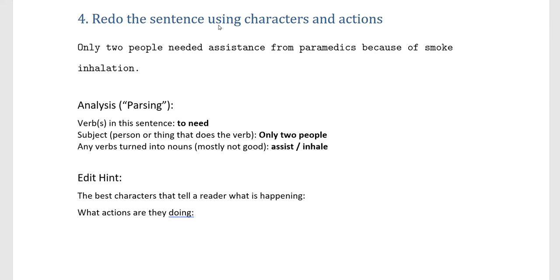So now we're going to redo the sentence using characters and actions. And we found out that currently only 2 people are doing the verb to need, and we've got assist and inhale, and especially assist we don't like. Assistance we don't like. And when you redo this sentence or edit this sentence, what I want is for you to ask, what are the best characters that tell a reader what is happening? And what actions are those characters doing? So we're turning subject and verb into our best characters doing actions.